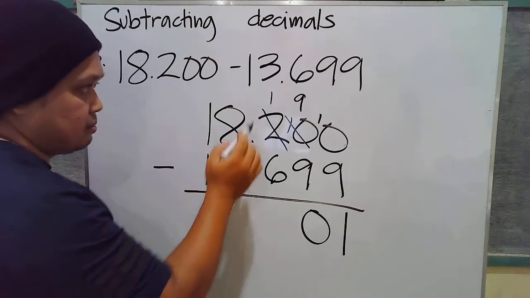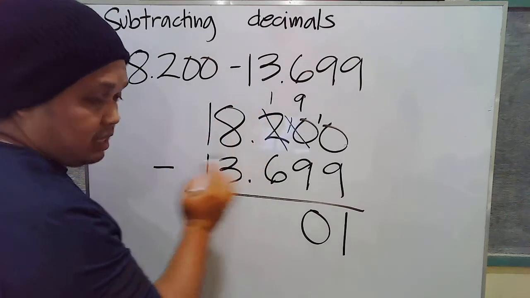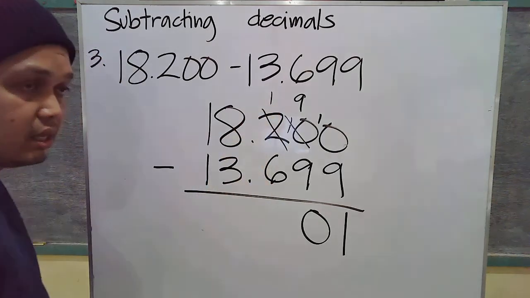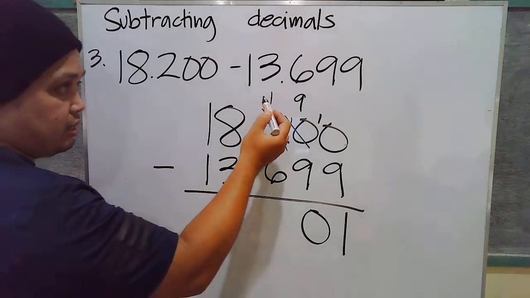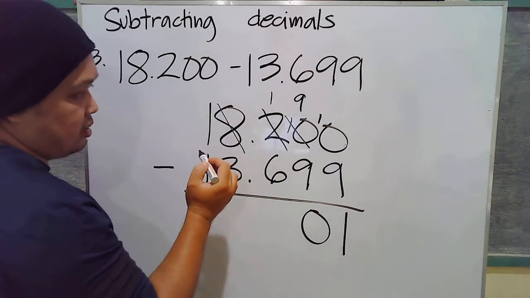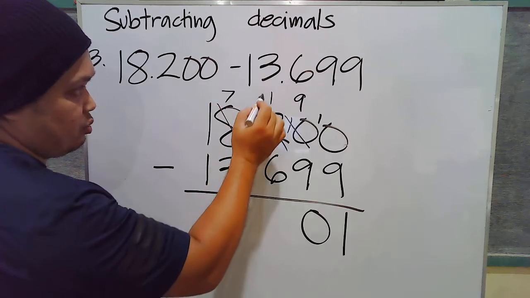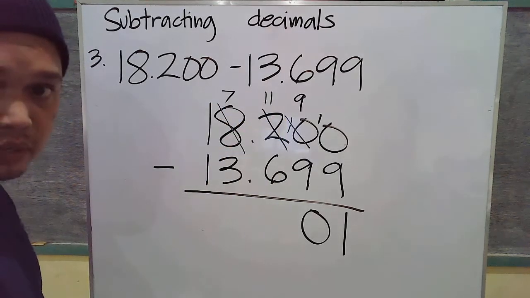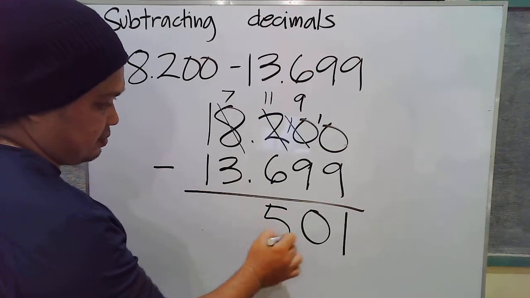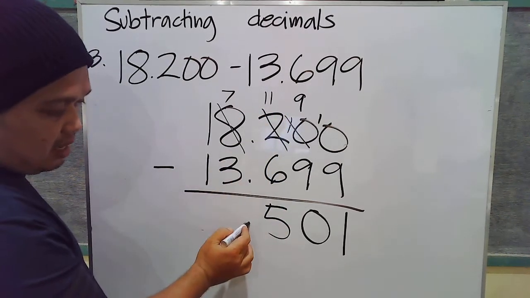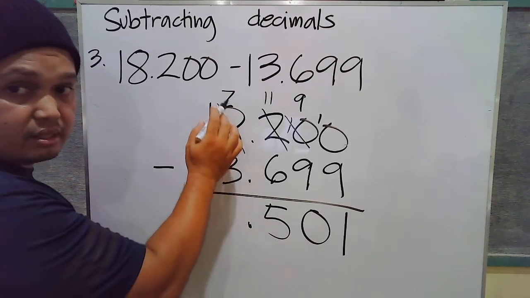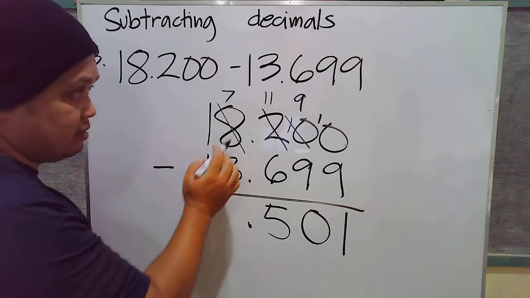And let's subtract. 1 minus 6 cannot be, because 6 is greater than 1. So what are we going to do? 1 here is going to borrow 1 from 8. Now 8 here will become 7, and 1 here will become 11. So now subtract. 11 minus 6 is 5. And decimal point. Now it's no longer 8 but 7, because we have borrowed 1.